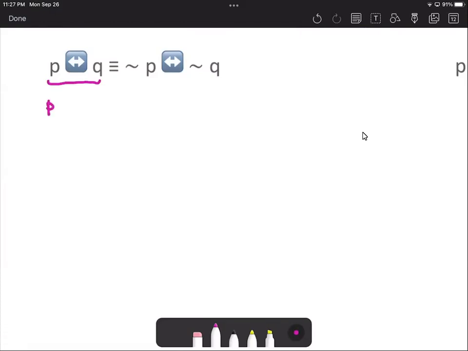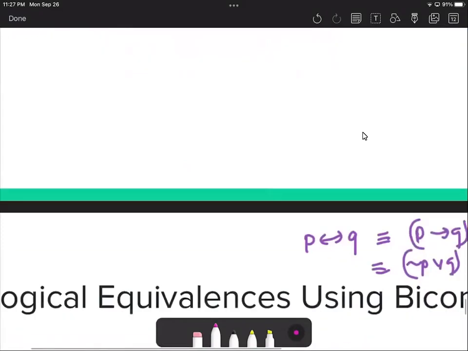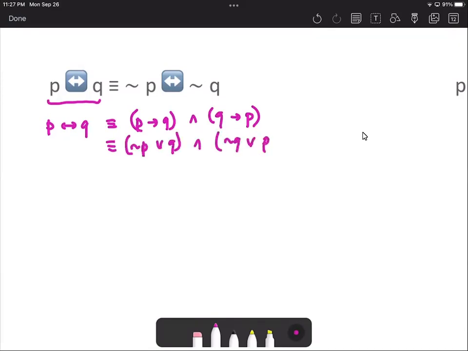So we have P if and only if Q is logically equivalent to not P or Q as shown in the previous slide. Okay, so let us remind you of what it actually evaluates to. So it is also equivalent to P implies Q and Q implies P. So we can evaluate it to not P or Q and not Q or P.